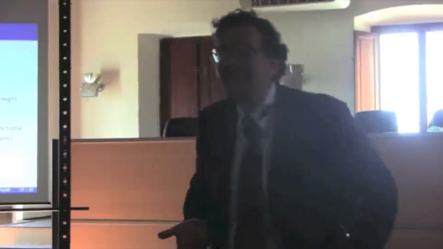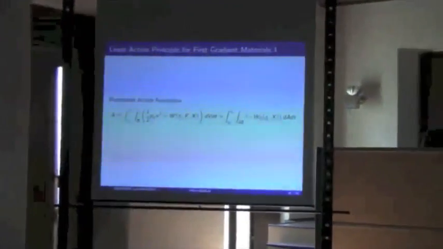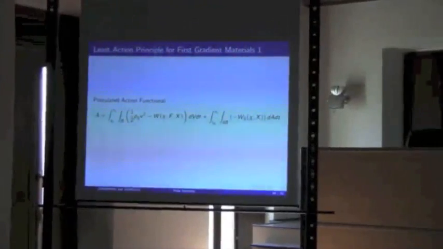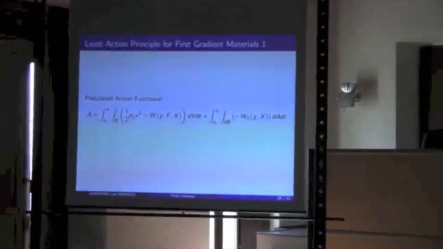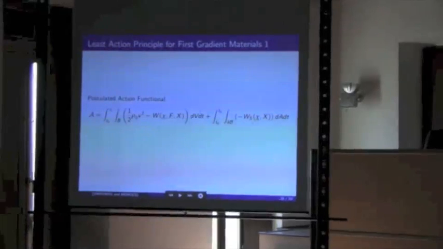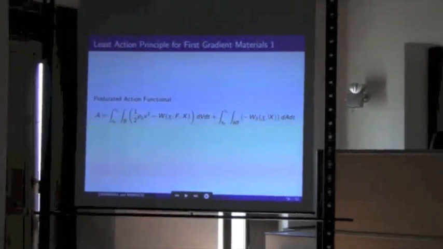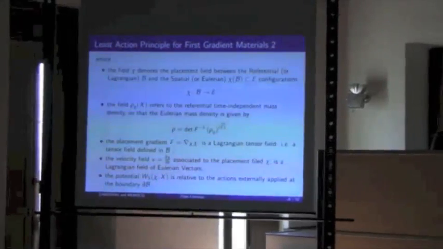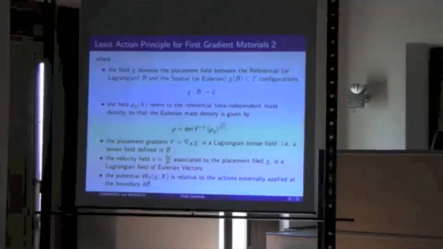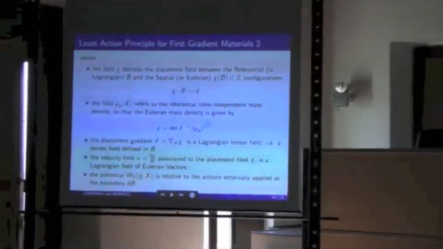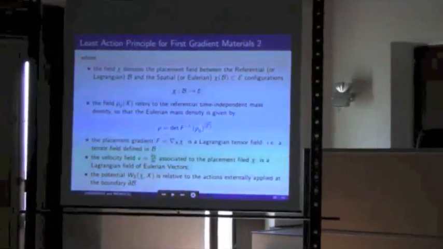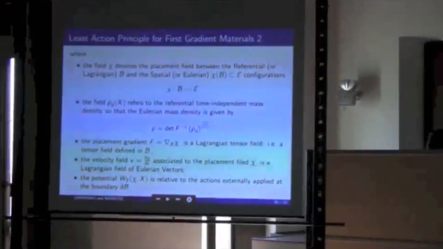For Lagrangian mechanics, there is absolutely no problem in finding boundary conditions. So, this is what has been written by Piola, and I'm translating with modern formulas. You have kinetic energy, potential energy, surface potential energy, which is related to other externally applied forces. Okay, so you have the placement, the referential mass density. This is the Piola transport of density.